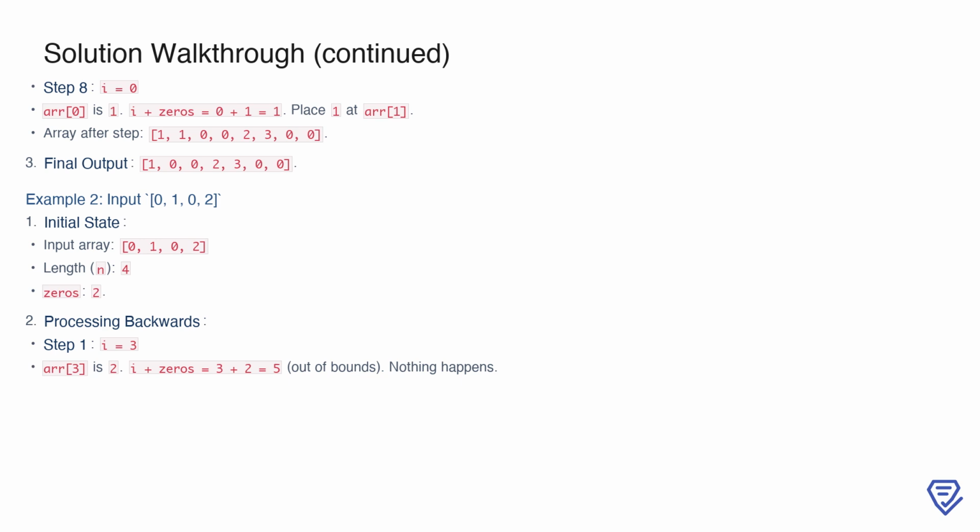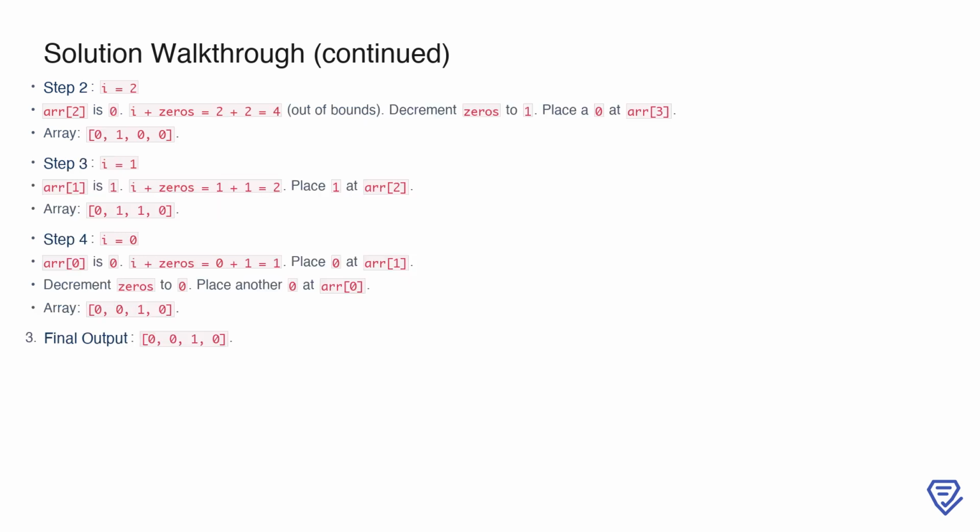Now, with example 2, the input array is 0, 1, 0, 2, and the length is 4. The number of zeros to be duplicated is 2. We again process the array backward. At I equals 3, the value is 2, but I plus zeros equals 5 is out of bounds, so no changes are made. Next, at I equals 2, the value is 0. Here, I plus zeros equals 4, which is out of bounds, but we still decrement zeros to 1 and place a 0 at index 3.